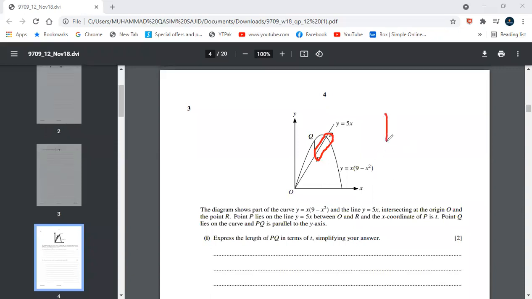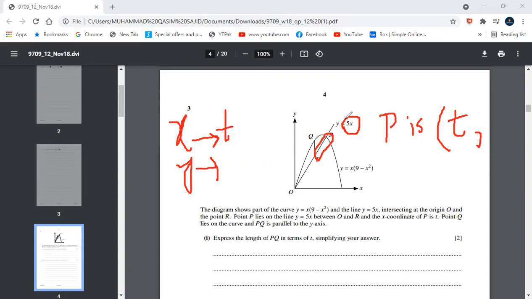So for P, its point must be t. The first point is t, because in terms of t, so t and the second is 5t. The first value is x, so x is replaced by t, and the second is y. As the y value is y equals 5x, it must be 5t. Is this clear or not? Yes. So it must be t, 5t.